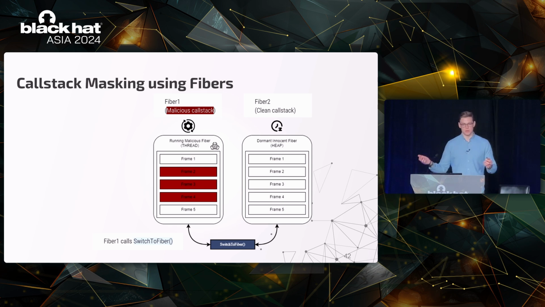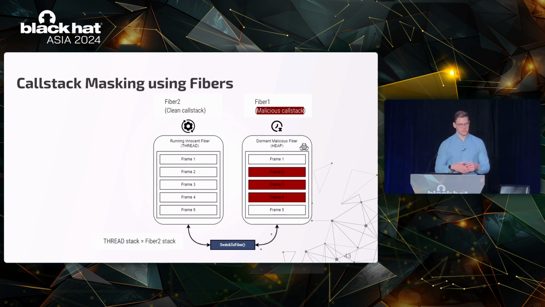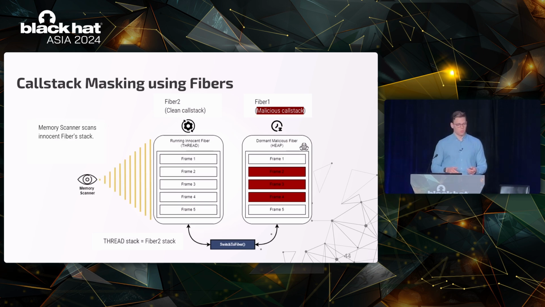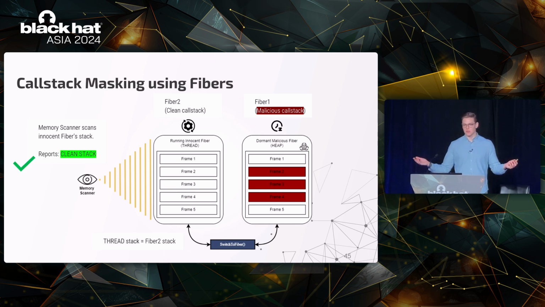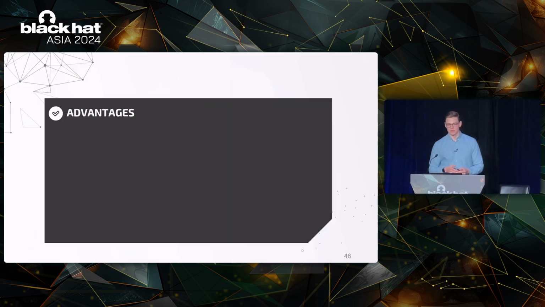Fiber 1 calls switch to fiber when it wants to rest, i.e. our payload wants to sleep. And this switches the two fibers, so the innocent fiber is now swapped into the context of the running thread, and this is where we sleep. When a memory scanner comes along, does a periodic scan, it reports, hey, we're clean, no worries.